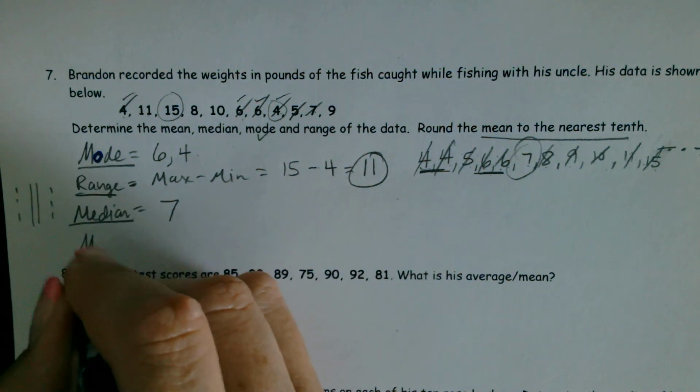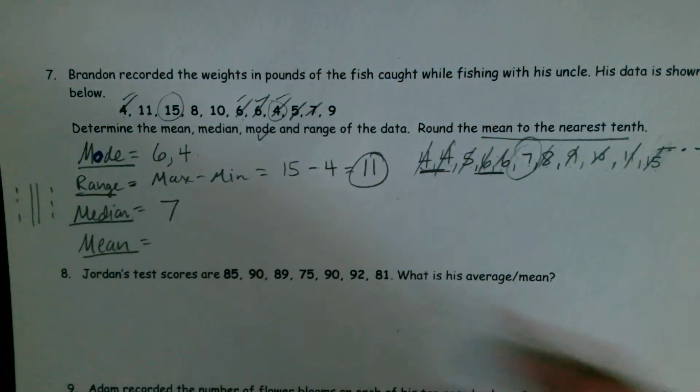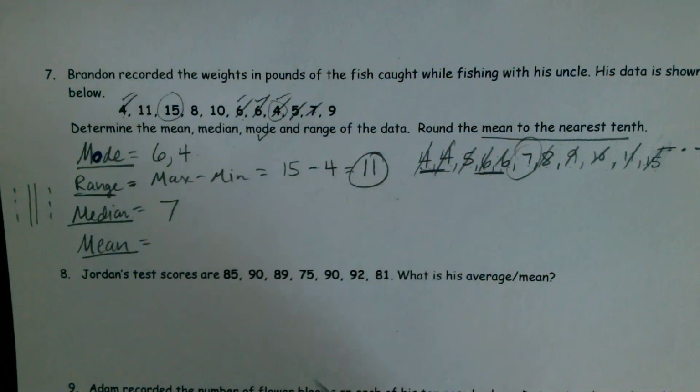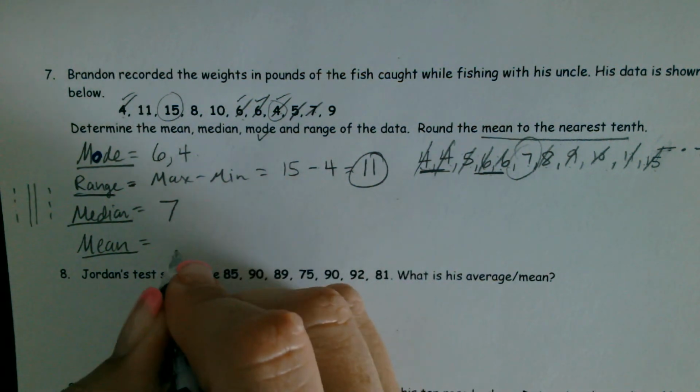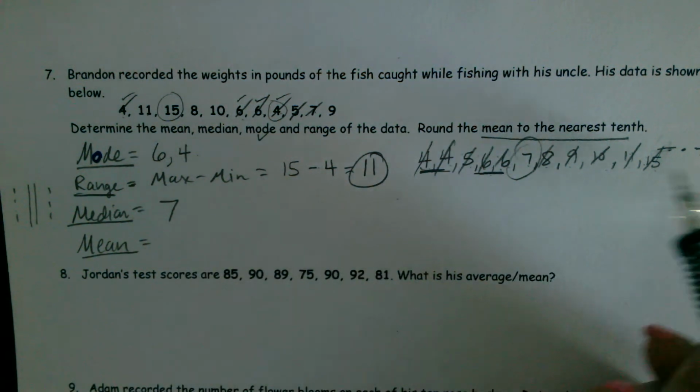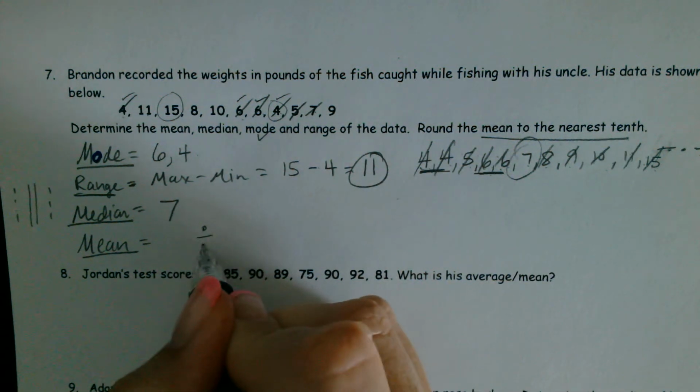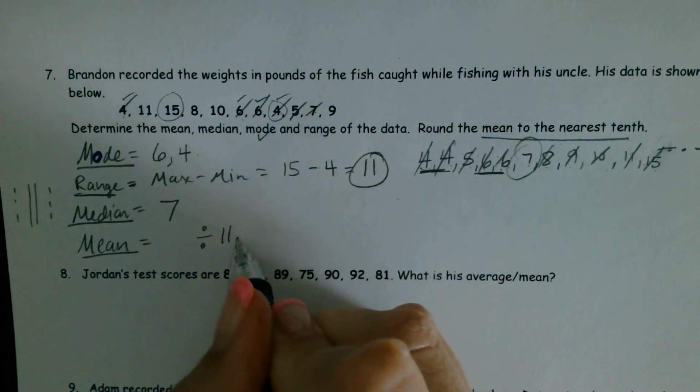Your mean. Your mean is the one that takes the most calculating. We're going to add them all up, and then we're going to divide by the number. So add them up, all these numbers, and then we're going to divide by 11 because there's 11 pieces of data.